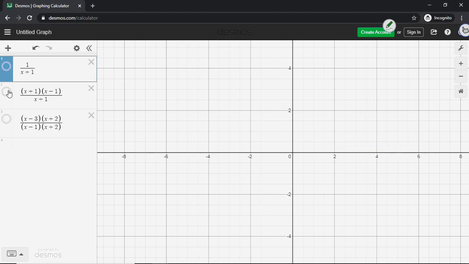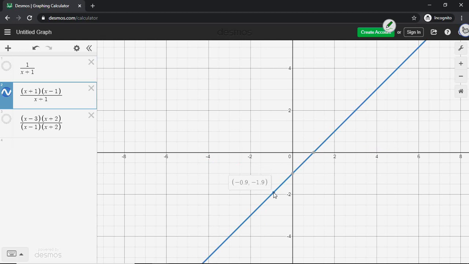Here's the second example we saw on the previous screen. It looks like a line. Even though this is a pretty complicated function, the graph looks like a line. Why does it look like a line? Because when we cancel this x plus 1 and this x plus 1, what's left over? X minus 1, and that's a line. Slope of 1, y-intercept -1, that's exactly what we see here. However, if we look really, really closely at x equals -1, we see on the graph that it is not defined. So it has a point discontinuity at -1.